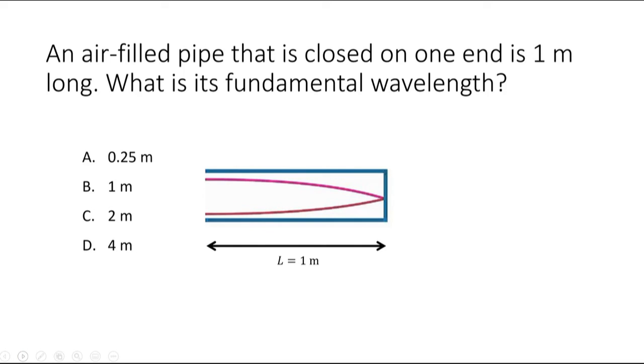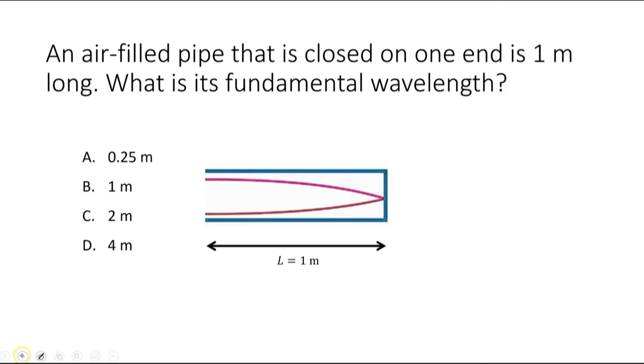So for an air-filled pipe that's closed on one end, remember you need a node at the closed end and an antinode at the open end. And so then the fundamental wavelength is going to correspond to the wave that just has that one fixed node and then the one antinode at the open end. Okay, and so I like to sketch it out here. I've drawn in my wave here into the pipe, which is a length of 1 meter.